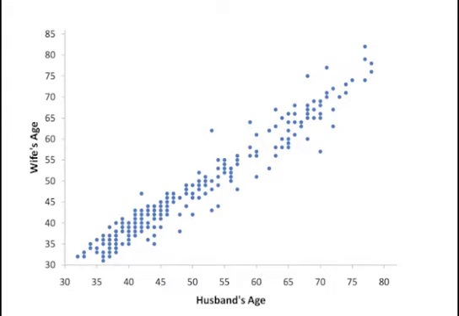This figure shows a scatter plot of the paired ages. The x-axis represents the age of the husband, and the y-axis the age of the wife. Each blue dot represents one married couple. The graph shows clearly that there is a strong relationship between the husband's age and the wife's age. The older the husband, the older the wife.